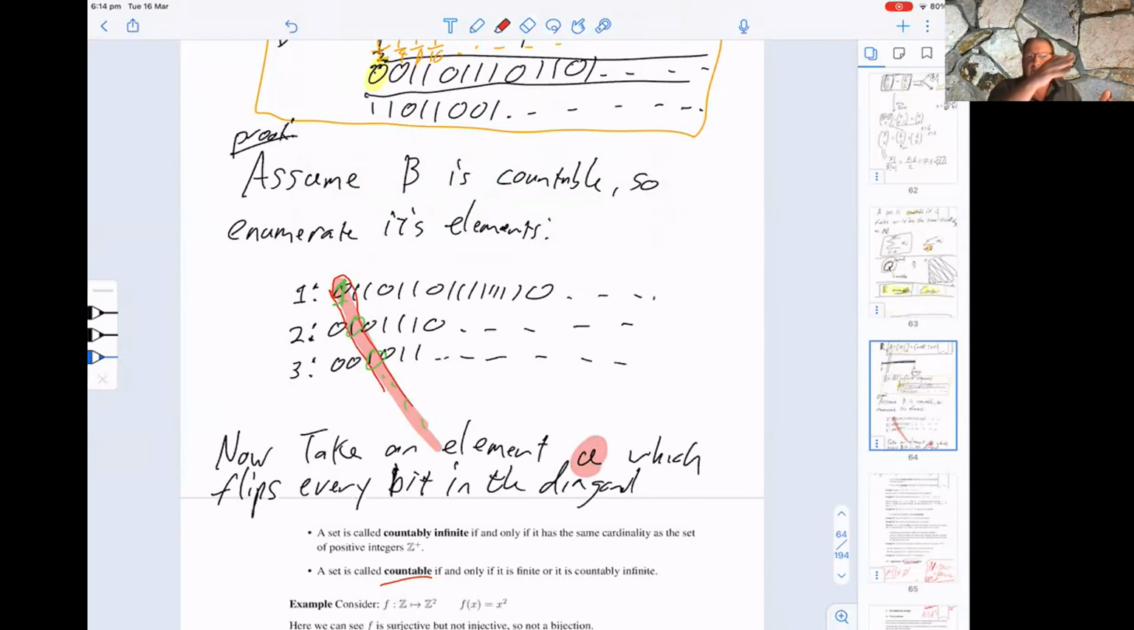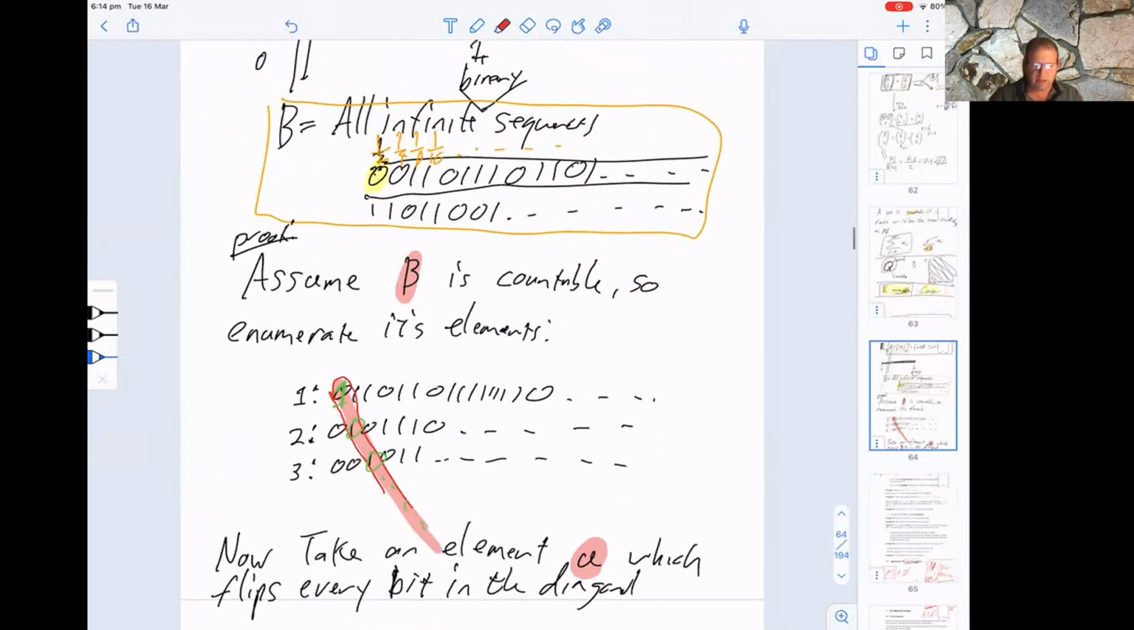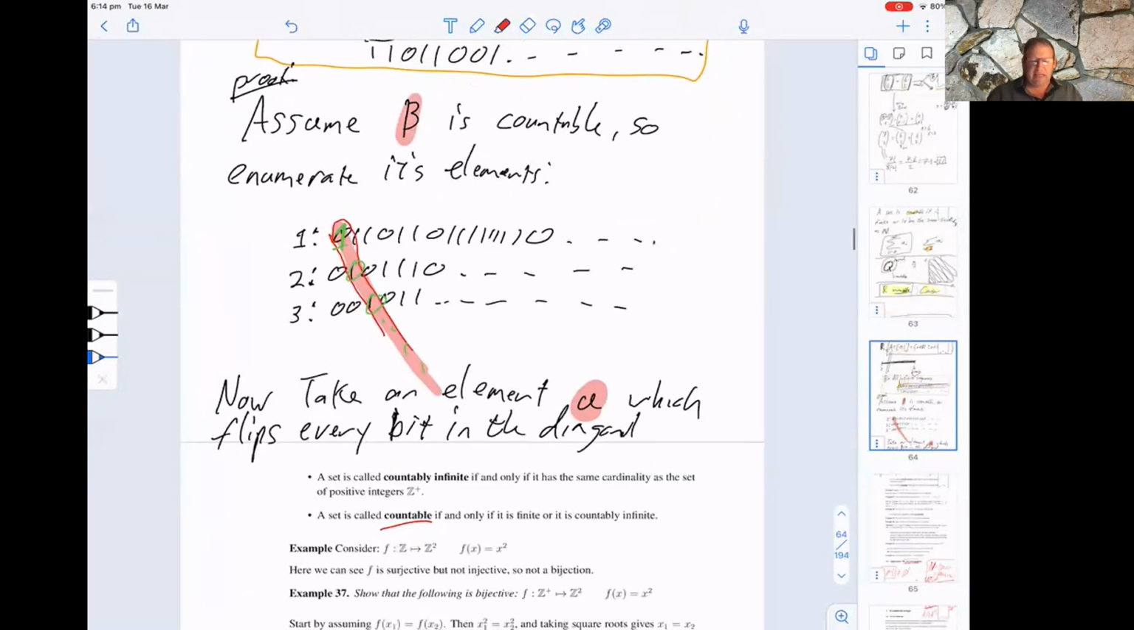Now, U is also an element of B, right? Because it's an infinite sequence. But it's not the first element, and it's not the second element, and it's not the third element, because it differs from each of them. And it's not the fourth element, or the fifth, or the sixth, and it's none of them. So that means there's no way in the world that we can enumerate them. That's a proof. That's all. And that means that B is not countable.